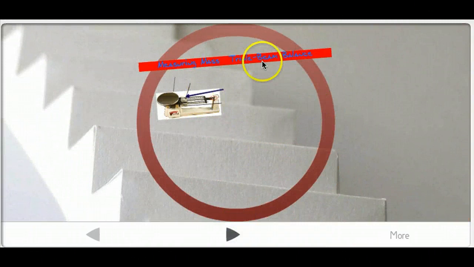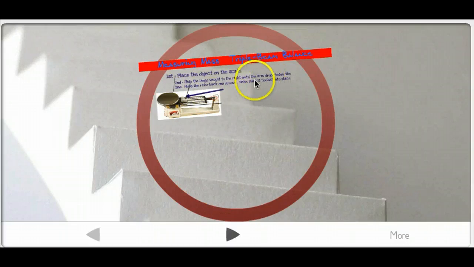Moving on is the order in which you use the triple beam balance, and we'll practice this in class. First, you place the object on the scale. Of course, you make sure all your weights are at 0, and you place your object on the scale. Next, you slide the large weight until it drops below the line, and then you move it back until you can get these lines to match up.